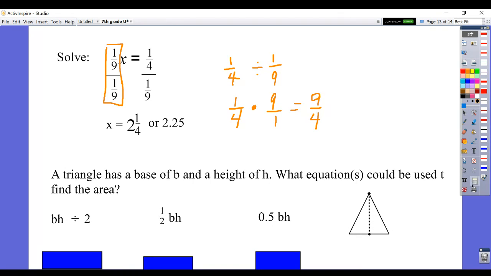All right, so in each case, the base of the triangle, of course, is here, and we're talking about the height being the perpendicular height. So all of these types of equations could be used to find the area of a triangle.